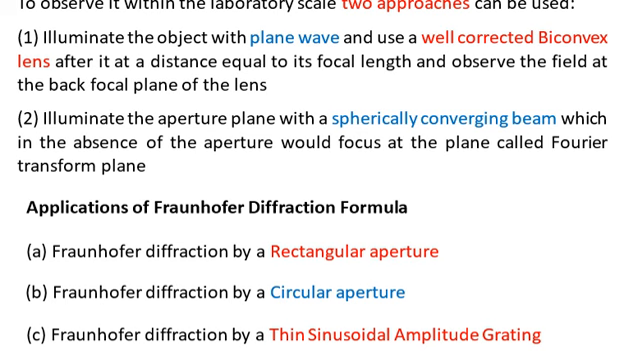The second approach is to illuminate the aperture plane with a spherically converging beam, which in the absence of the aperture would focus at the plane called the Fourier transform plane. So illuminate the object with the spherically converging beam, and if you remove the object, the beam will focus at some point, and the plane which would contain that focus would be the Fourier transform plane, where we can observe the Fraunhofer diffraction field.